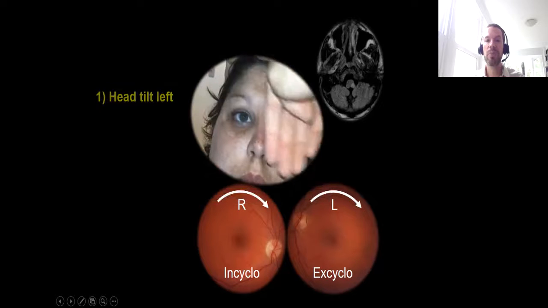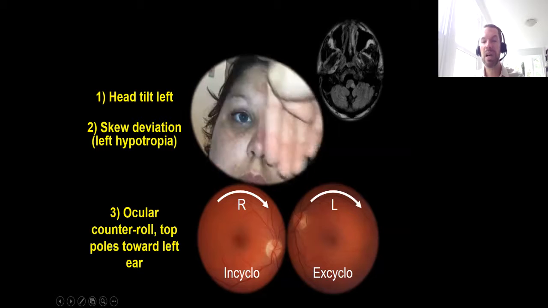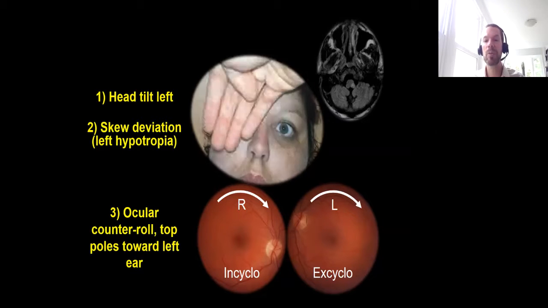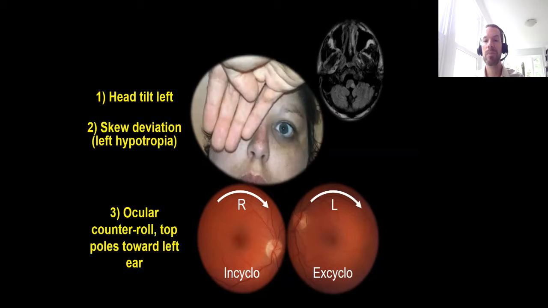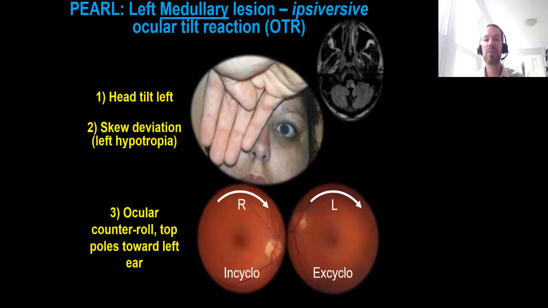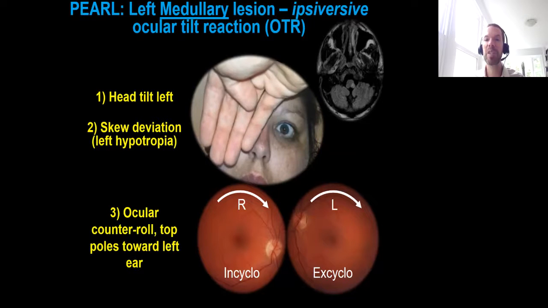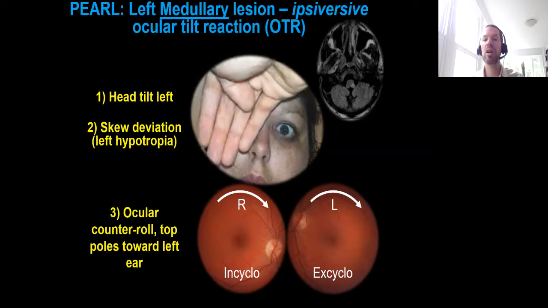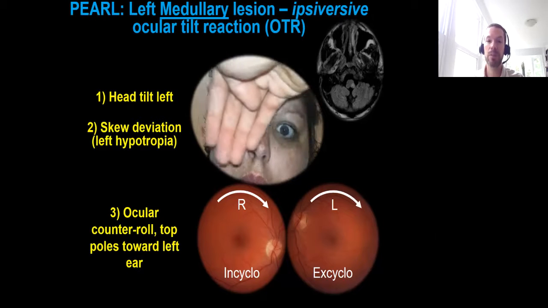She has a leftward head tilt. She also has an ocular counter roll with the top poles toward the left ear. So everything's in the same direction. The eyes are going to roll in the same direction as the head tilt. So if you have a left medullary lesion, we would refer to this ocular tilt reaction as ipsiversive, because everything is tilted in the direction of the lesion. So ipsipulsion and ipsiversion with a medullary lesion, a Wallenberg syndrome.